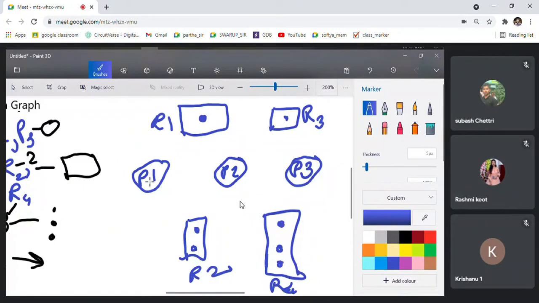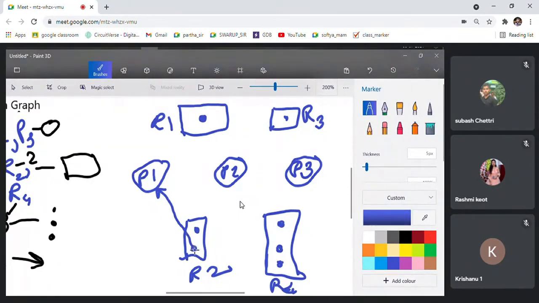Okay, that means if process P1 has R2, then we'll start the arrow from this instance of R2, touching it, and we will end that arrow by touching the boundary of P1. So this means P1 is holding R2. That means P1 has resource R2.